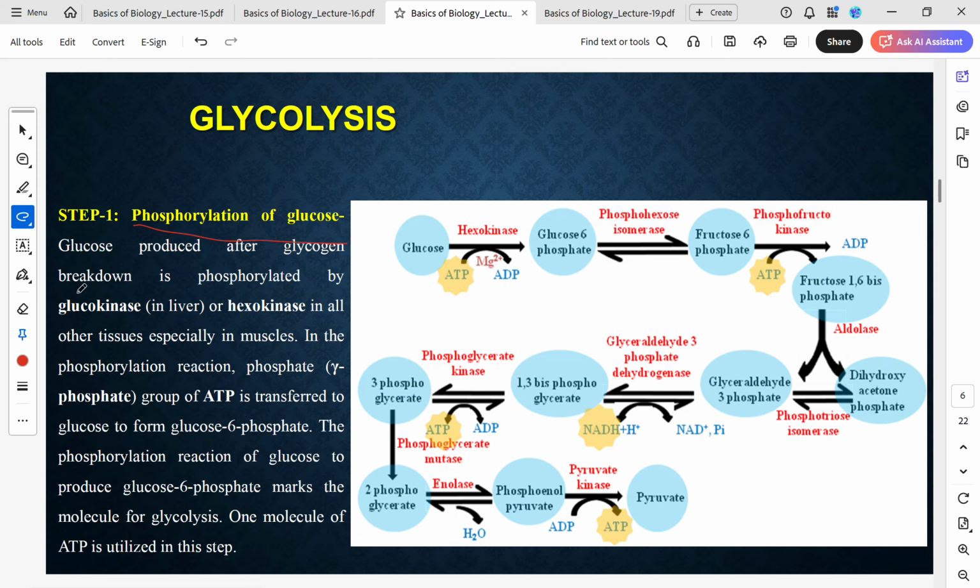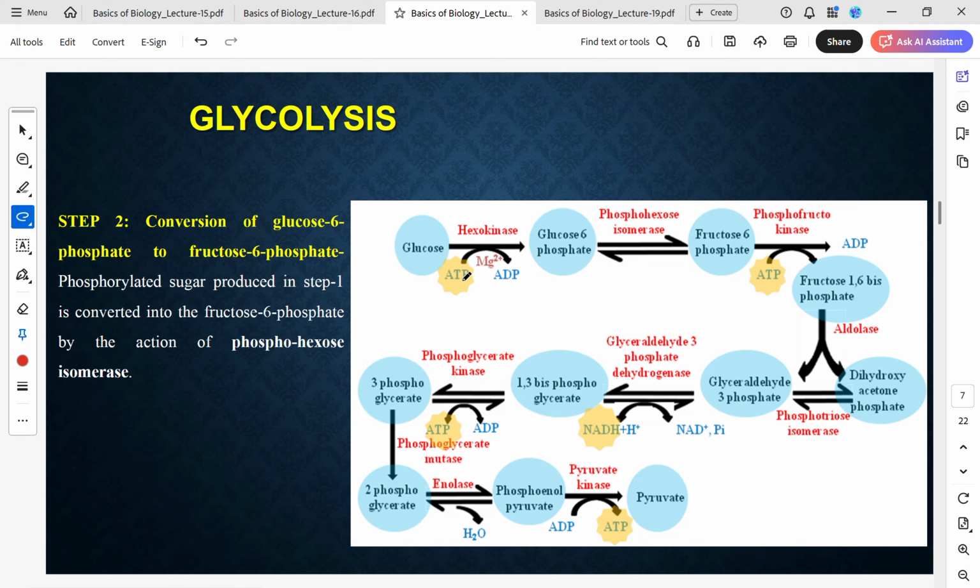Glucose is phosphorylated by glucokinase in liver. So glucokinase is only present in liver and not in the other cells within the body, or hexokinase in all the other tissues, especially in muscles. This reaction happens such that the glucose molecule is marked and trapped for glycolysis. Glucose can be transferred from inside to the outside of the cell by passive transport, whereas glucose 6-phosphate shuttling requires active transport.